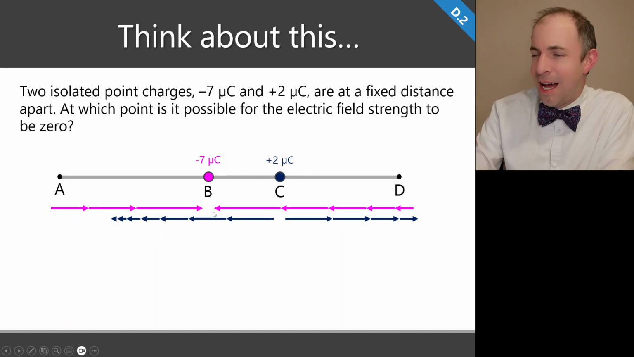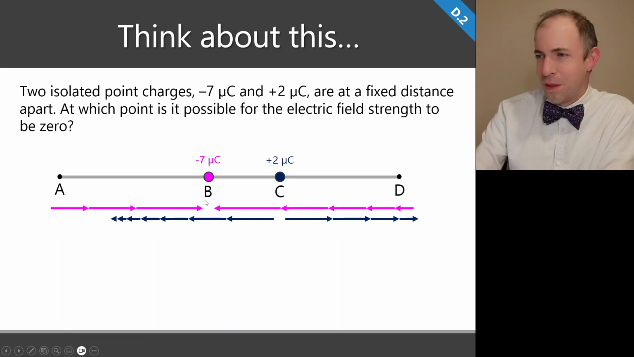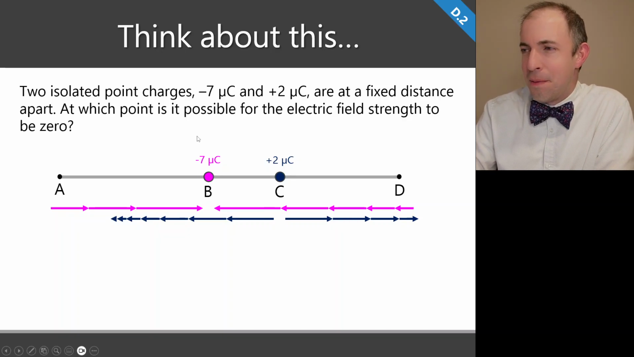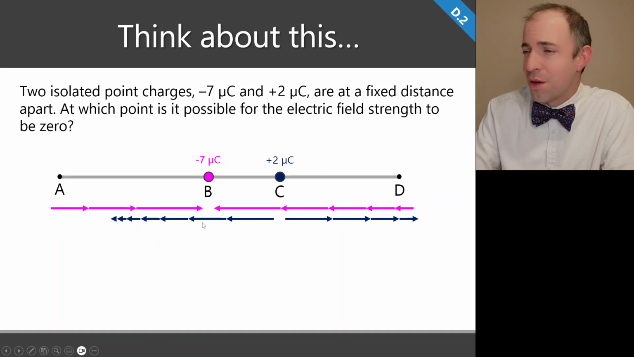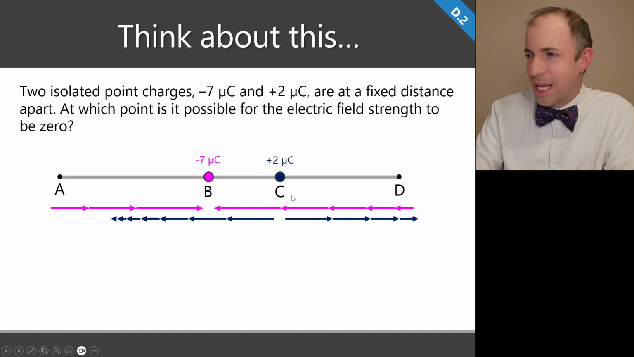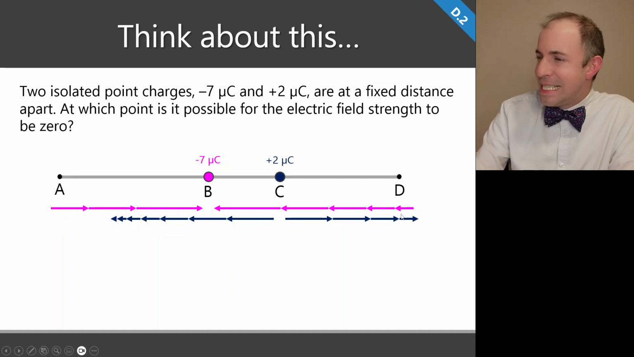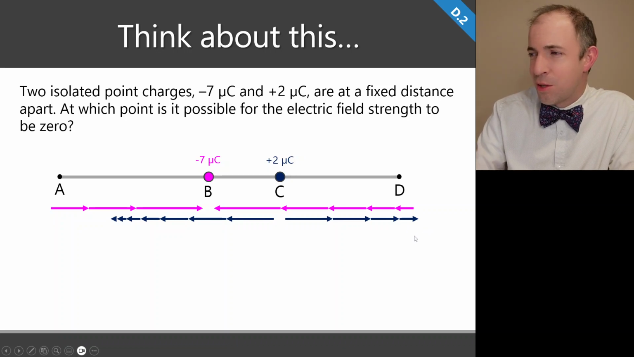At B, it's really close to the pink, so it would be a very strong force, and then blue is there, so those don't cancel. Same thing with C. But at D, you'll notice that the vector to the left is about the same as the vector to the right.